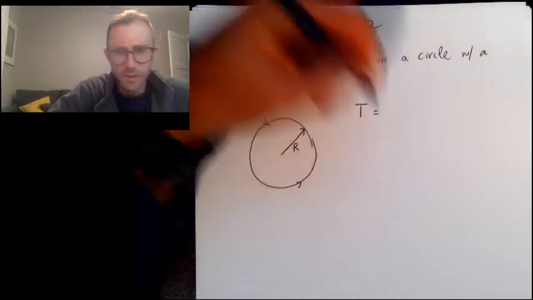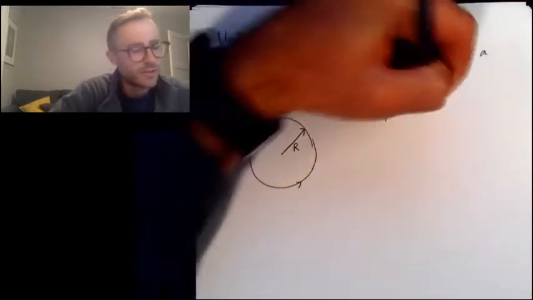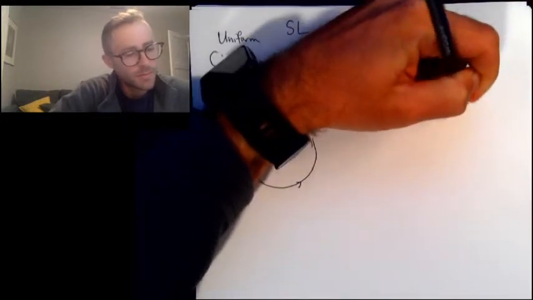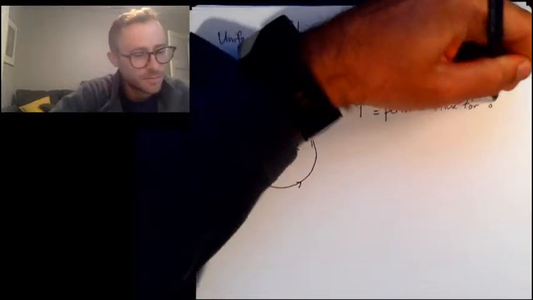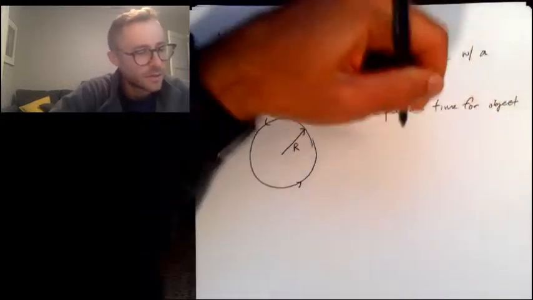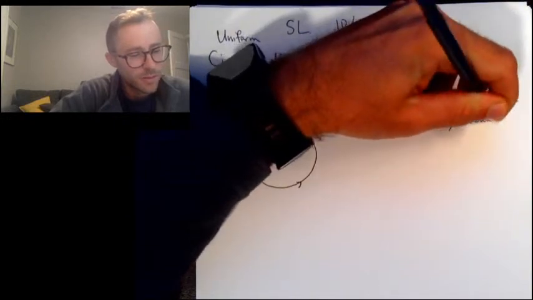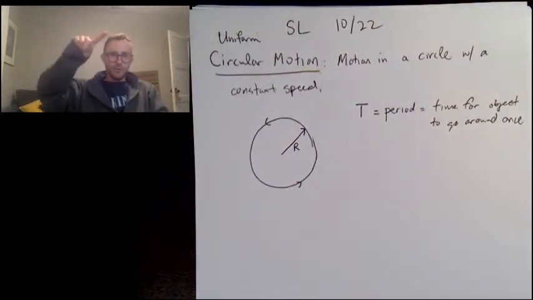So T is the period. It's called the period. And it is the time for whatever object is moving in a circle to go around once. That's called the period. The time to complete a full circle.